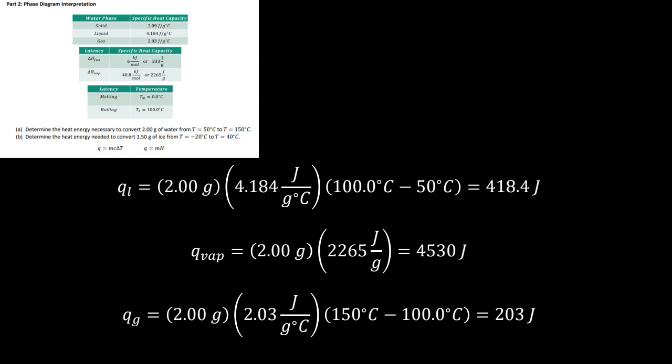Some areas where students in past semesters have gotten errors is they've tried to do the entire temperature range, 150 minus 50 degrees, which is not valid because we can only use temperature ranges for specific phases. So we can't use 150 minus 50 degrees because we're going to be in 2 different phases, liquid and gas. The highest we can raise it is to 100, and then we'll take the remaining temperature difference for the last phase.